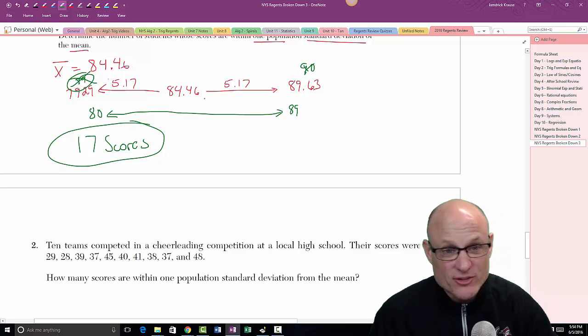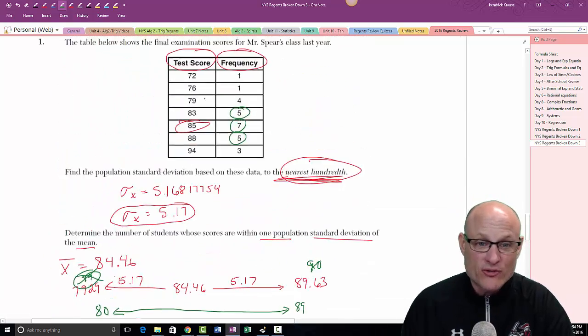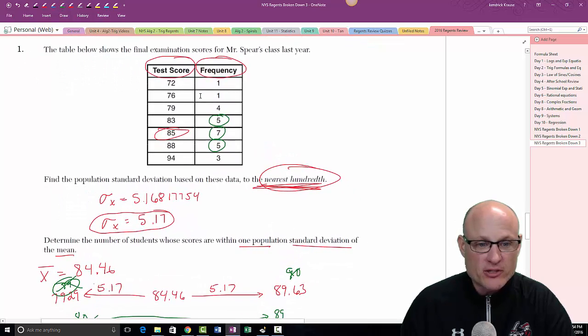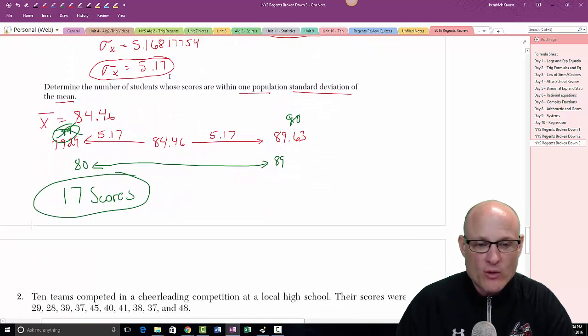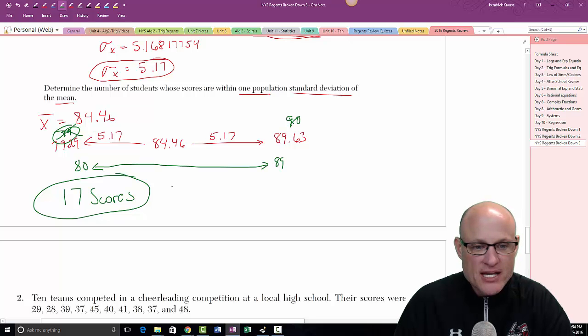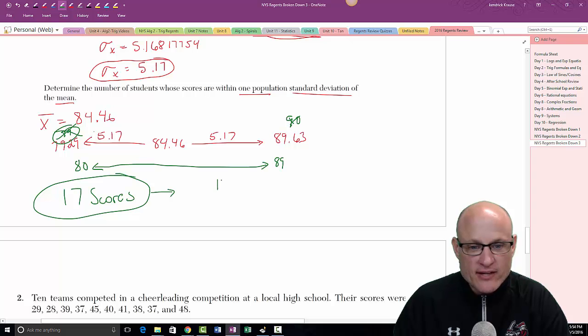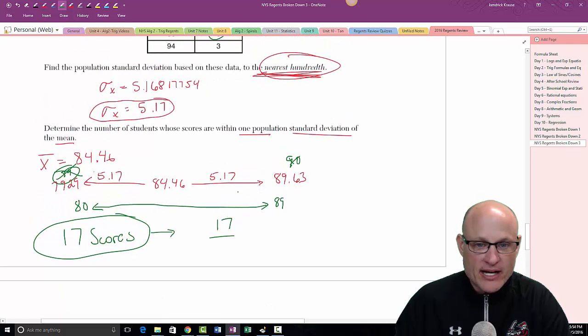It also could ask you, is this normally distributed? Because nowhere here did it say it's normally distributed. You could come back and say, okay, is Mr. Spears' test scores normally distributed? Well, the way you would have to figure that out is you'd say, okay, I have 17 that are within one standard deviation of the mean. So I take 17 and I divide it by how many I have.